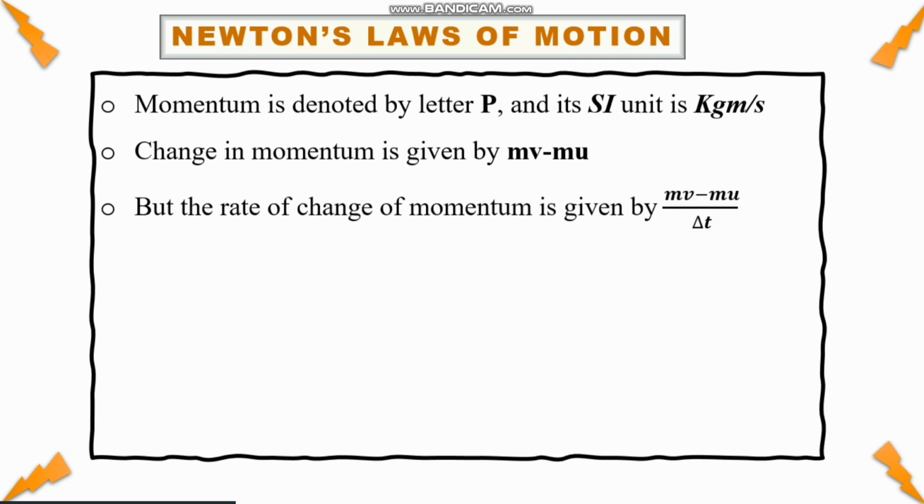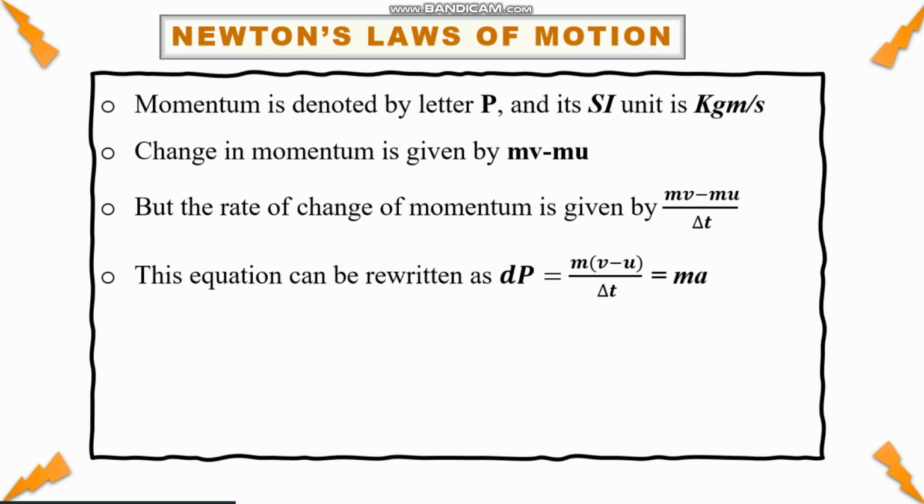But the rate of change of momentum is given by mv minus mu divided by the change in time. Remember that the change in velocity is taking time, so if we include that time, we'll have the rate of change of momentum. So the rate of change of momentum is the change of momentum in a specific time.